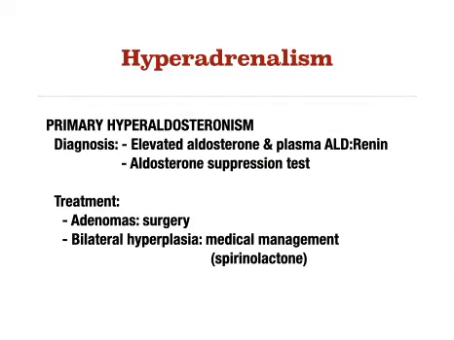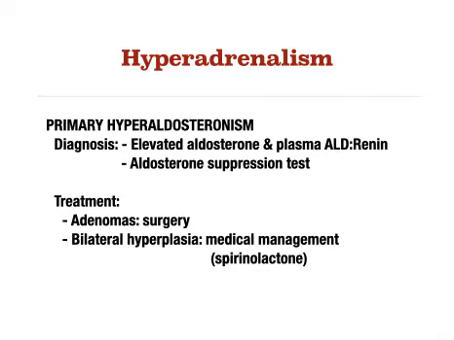So how do we diagnose primary hyperaldosteronism? One is, of course, elevation of aldosterone levels, and we can also confirm that by doing a ratio between plasma aldosterone concentration and plasma renin activity, which is elevated in primary hyperaldosteronism.